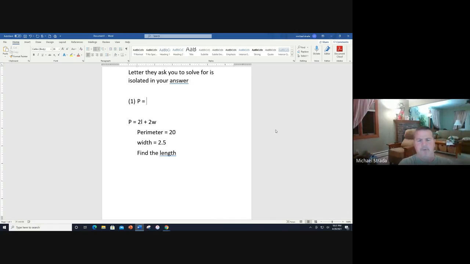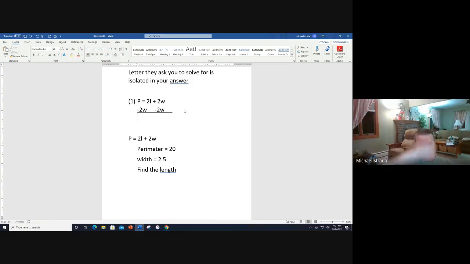So P equals 2L plus 2W, and we're trying to find the length, so we solve it for length. The first thing we do is subtract 2W from both sides. What that will do is leave the 2L on the other side. When I do P minus 2W, they are unlike terms, so I cannot put them together. The result would be P minus 2W equals 2L.